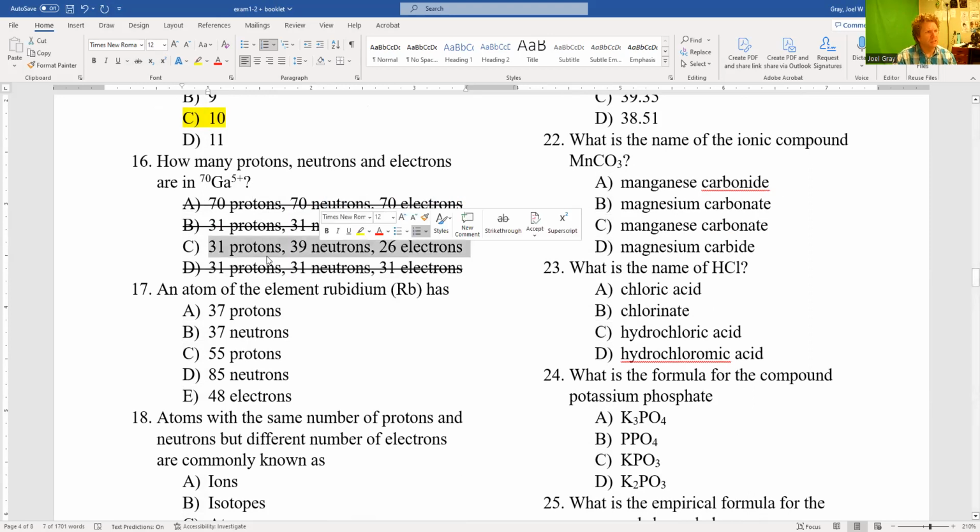Answer option C is left with protons, neutrons, and electrons. I've got 31 protons and 26 electrons. Well, that's a difference of 5, and I'm left with only one option. So that part of the question makes sense. But then what I also need to be true is that the number of protons and neutrons add up to 70. Does 31 plus 39 equal 70? Yes, it does. So my best answer option here is answer C. So for 16, the correct answer is C.